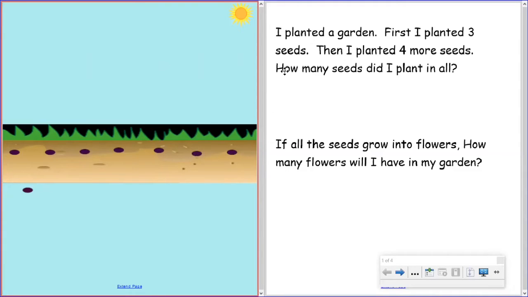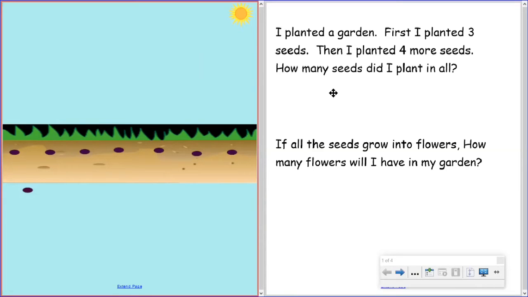The question says, how many seeds did I plant in all? You might ask, how do you know that's a question? Well, at the end of the sentence, I see a question mark. And I know when there's a question mark that that's an asking sentence. So it's asking me something and I'm going to have to answer it. It starts with the words, how many? Now, I know when I see the words how many, I'm going to be counting something because you count to get the amount. Well, what am I going to be counting? How many seeds? Oh, it says I'm going to be counting the seeds.